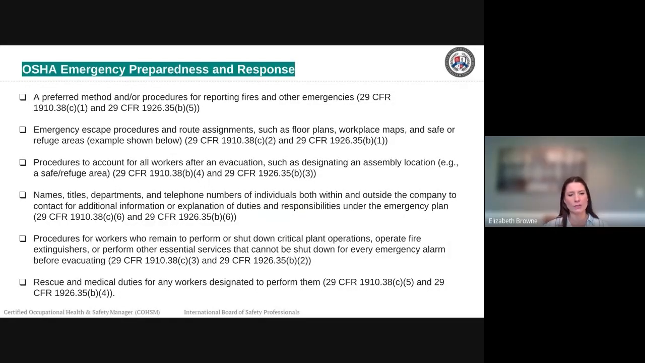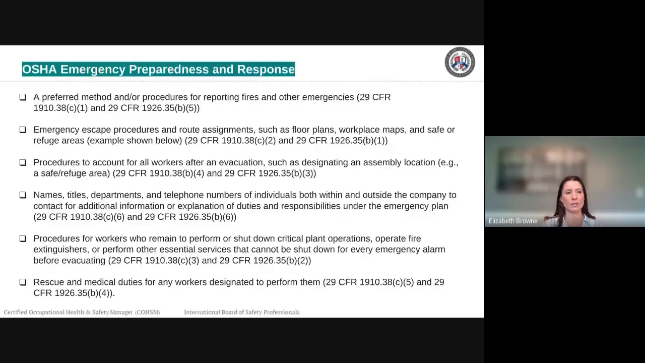We also have to include a method for reporting fires, emergency escape procedures and route assignments like we just saw in the last slide, and procedures for accounting for workers after an evacuation, such as having a designated assembly location, but also having a list of the workers that are on site that day, and having the names and titles of individuals that are responsible for duties under the plan.